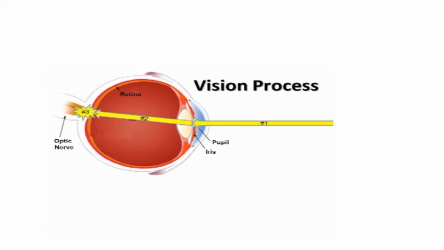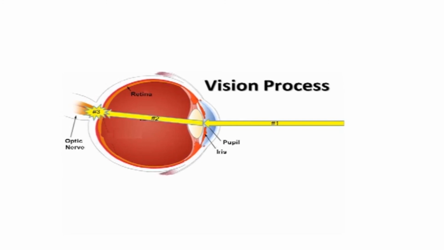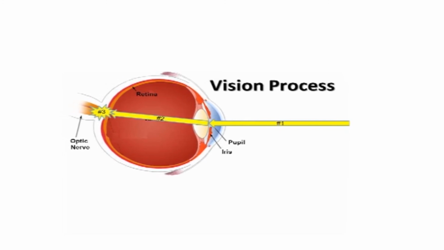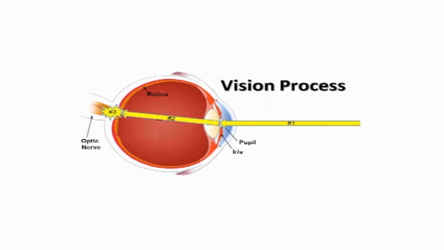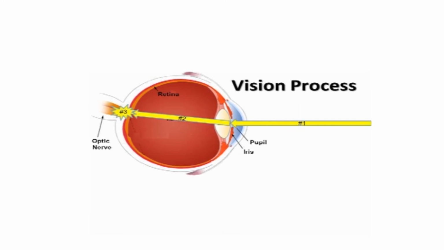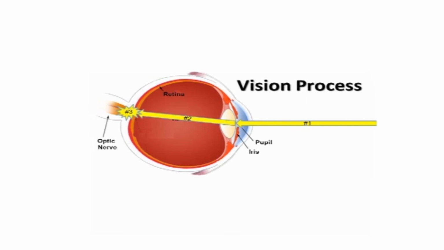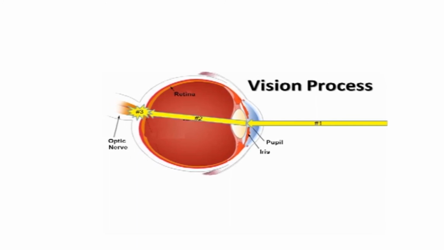Vision begins when light passes through the protective covering of the eye. This covering, the cornea, is the clear dome that protects the eye. The light then passes through the pupil, the opening in the center of the iris. Light then passes through the crystalline lens and vitreous humor.